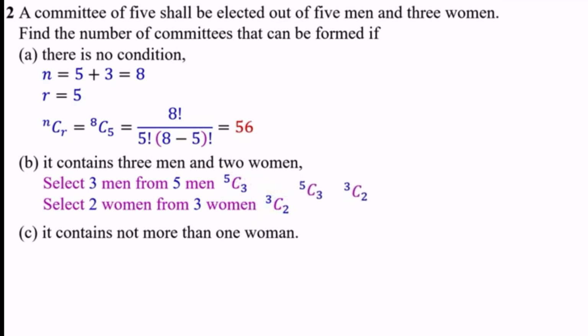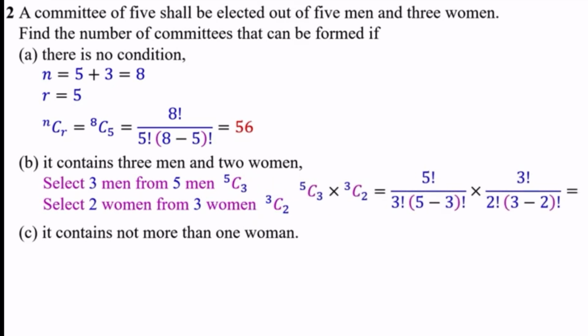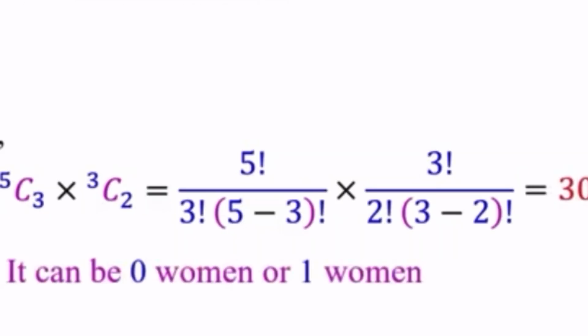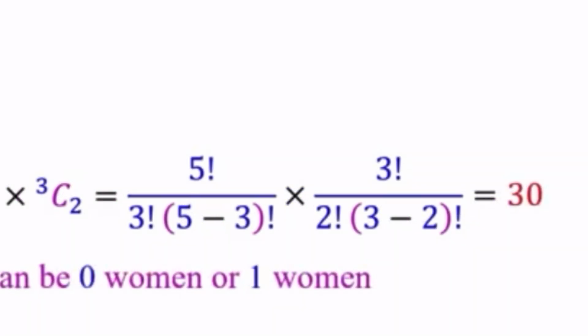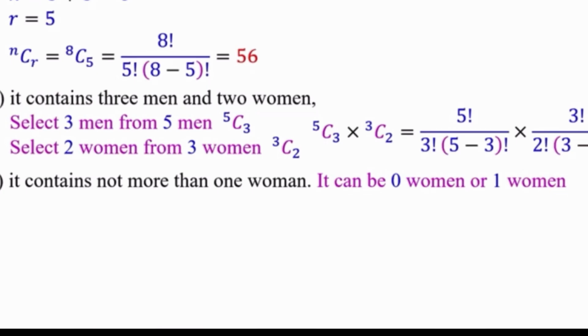So the total number of ways that we choose a committee of 3 men and 2 women is 5C3, 5 factorial over 3 factorial times (5 minus 3) factorial, times 3 factorial over 2 factorial times (3 minus 2) factorial. So the answer is 30. We need to show the proper steps to get 30 as the answer for question B.